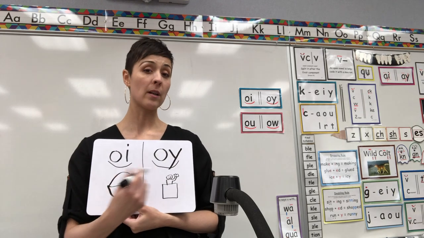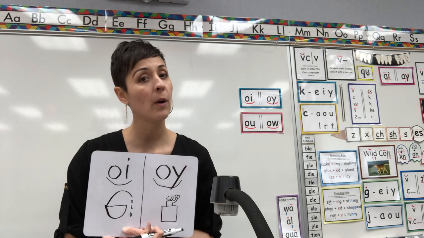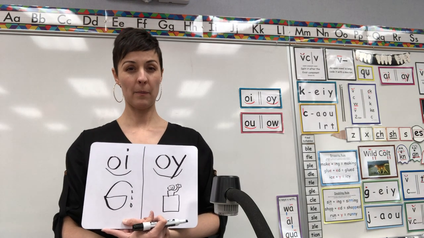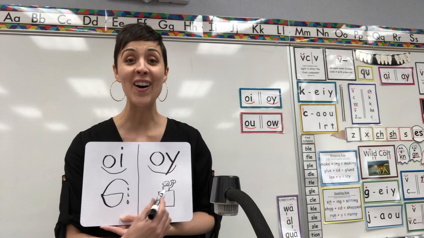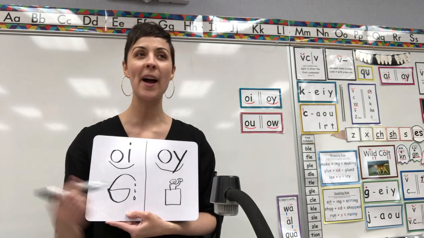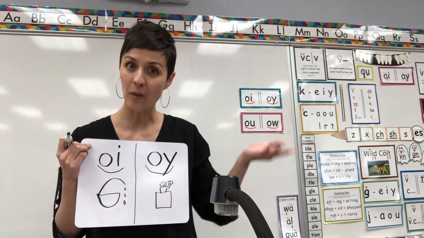And here's my question for you before we go to our next diphthong. Point on your board, which one of these do we use at the end of a word? Only one of them can come at the end of a word. Point if you know. Say it if you know it. Diphthong O-Y. Yeah, O-Y is the one that comes at the end. That's why we call it final diphthong, O-Y.